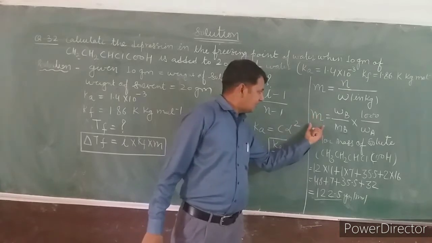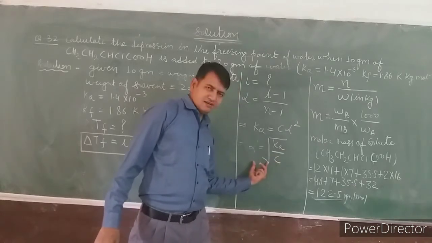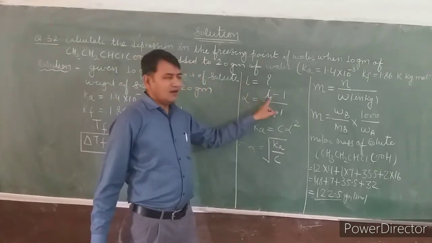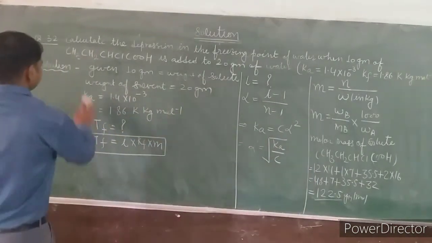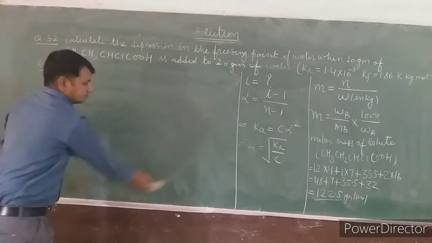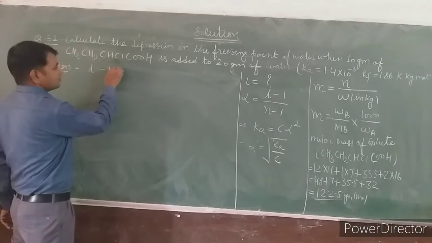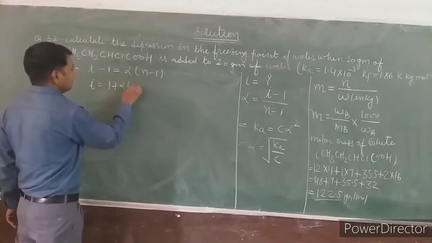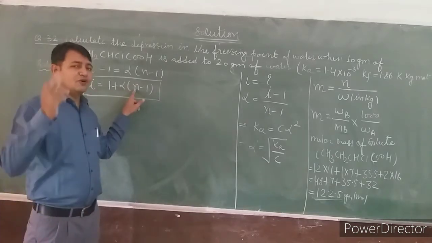By putting the value of the molar mass of solute in the equation, we will get the molality. By getting the molality, we will use this molality value in the equation alpha equals K upon C to calculate alpha. After getting alpha, we will calculate i. What is the formula of i in this case? i minus 1 is equal to alpha into n minus 1. So, i is equal to 1 plus alpha into n minus 1.